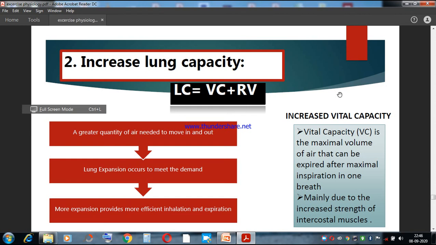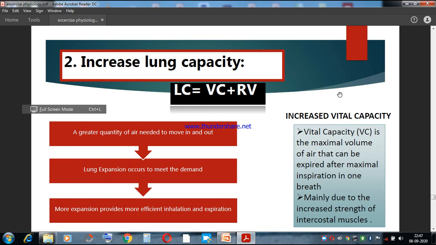So the long-term effect occurs anatomically. We can see the short-term effect is physiological, but the long-term effect is anatomical. So what is the anatomical change? Lung expansion occurs to meet the demand. The more the expansion, the more provision of efficient inhalation and expiration.